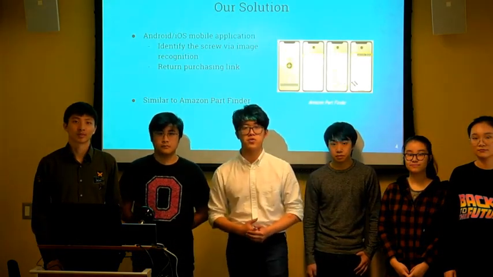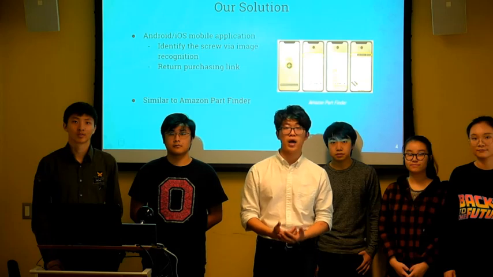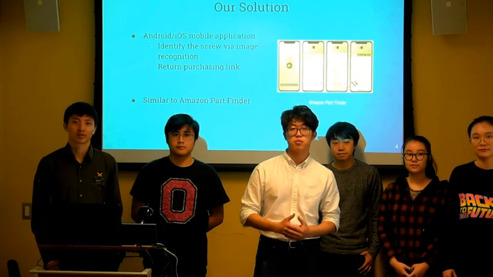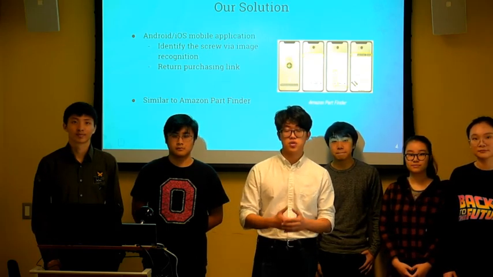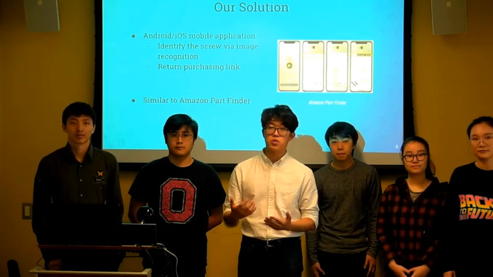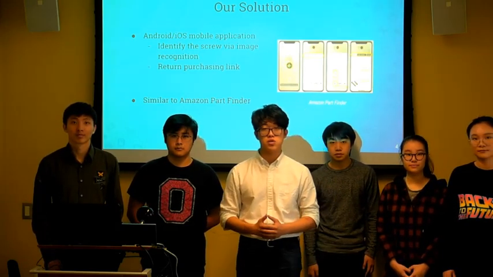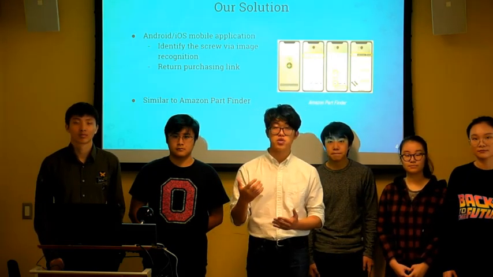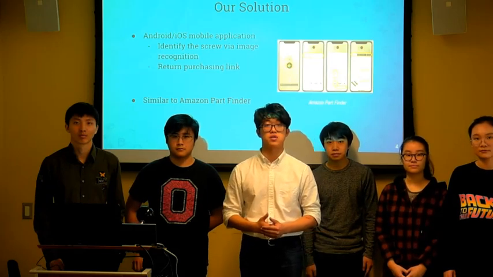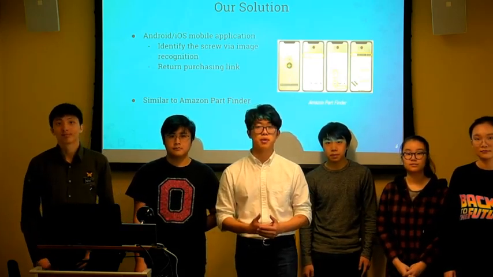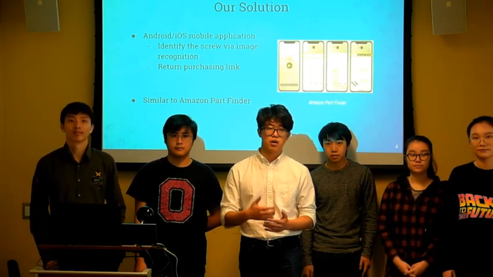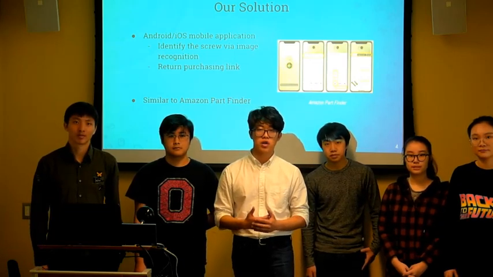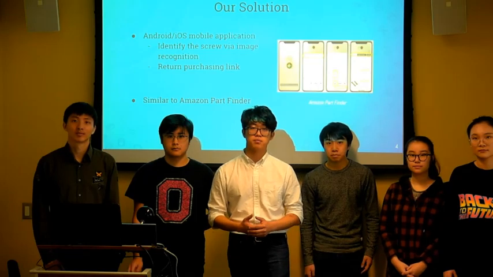So we decided to come up with a solution. We're proposing an Android and iOS mobile application where we can identify the screw via image recognition and also return the purchasing link after the screw is identified. Users would just need to use their phone to take a picture, and then they can identify the specific model of the screw, and also purchase it directly from our application. Our application is similar to Amazon Part Finder, where you can take a picture and find a part. But we are more dedicated to screw recognition, and we're more accurate at that.